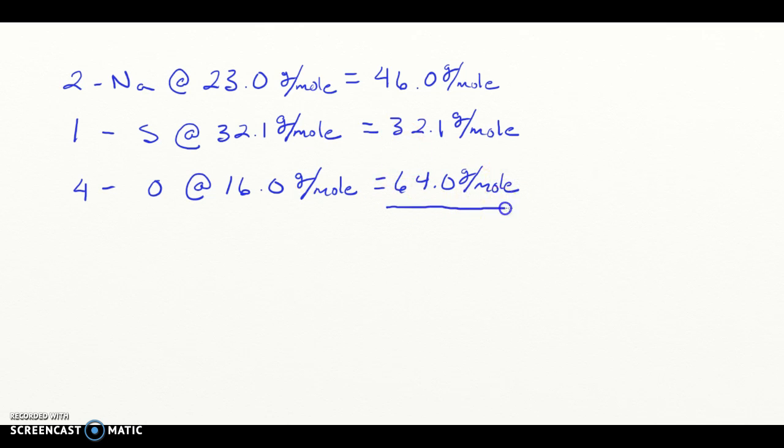What we do with that is add them all up, and we get a grand total of 142.1 grams per mole. Just double check and make sure you have everything. We have 23 times 2, 46. 32.1 times 1 is 32.1. 16 times 4, 64. And we add it all up: 142.1 grams per mole.